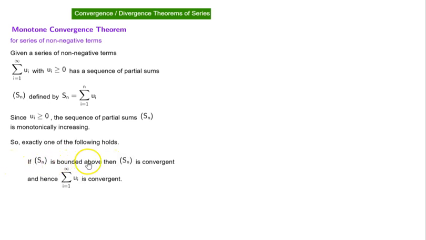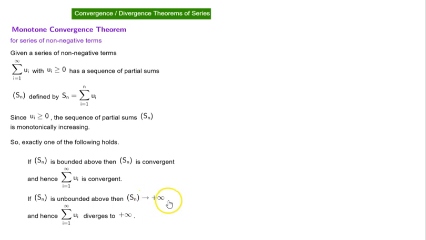If the sequence of partial sums is bounded above, then the sequence of partial sums is convergent, and hence the series is convergent. And if the sequence of partial sums is unbounded above, then the sequence of partial sums goes to plus infinity, and hence the series diverges to plus infinity.